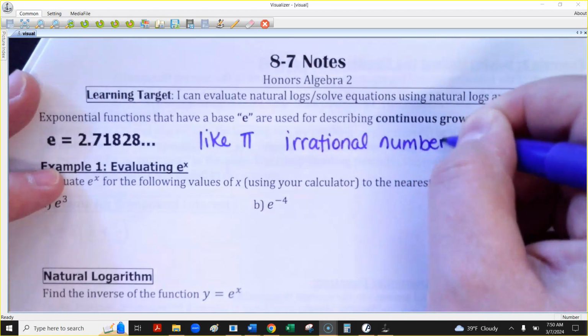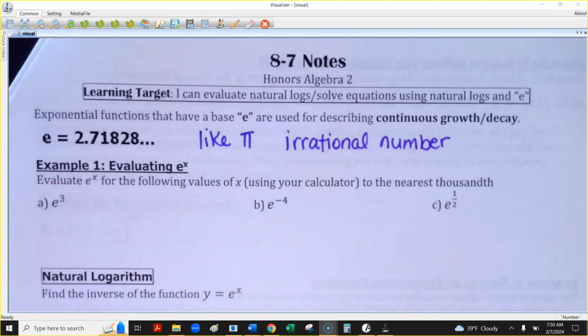But it shows up a lot of times in formulas for banking. It's used for continuous growth and decay, which we'll do in a couple of days when we do our compound interest. But I'm literally just going to introduce you today to E.